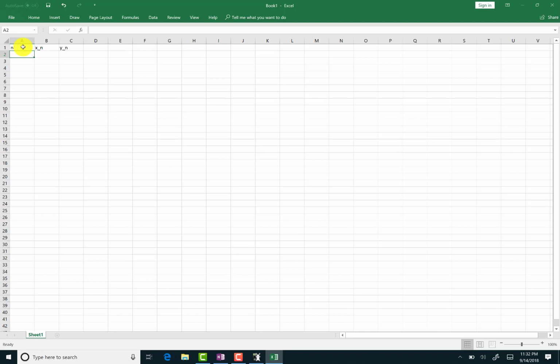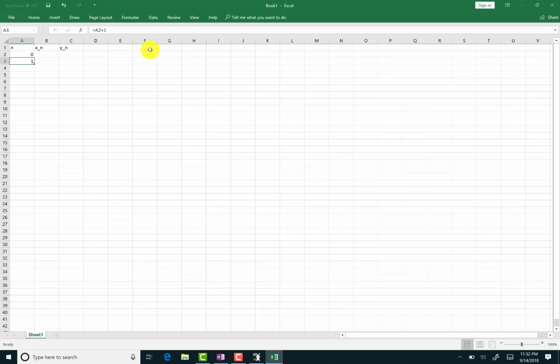All right, so I'll increment. Now, n is starting at 0 for the initial value, so I'll do that. And then if I want to increment it by 1, so I want n equals 0, 1, 2, 3, what I can do is equals A2, that's the 0 highlighted there, plus 1. If I hit enter, of course, it'll put 1.